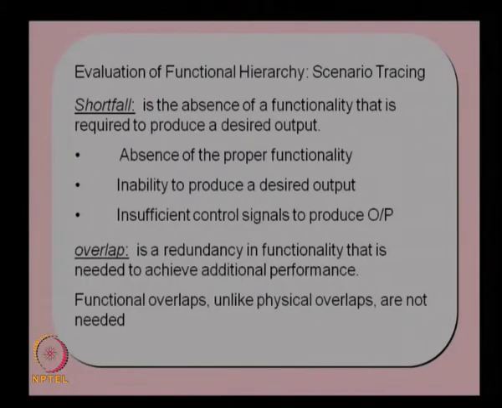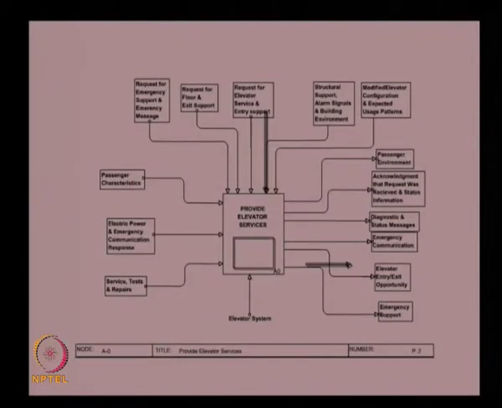Let us see how we do this using IDEF0 diagram. So as I mentioned earlier, from the context diagram we can actually take any one of these inputs and see what is the output coming from there, and we can find out what is happening to this input as the input goes through different functions. So this is known as the scenario tracing. So in this case we take the request for elevator service and entry support as an input and see the output as elevator entry exit opportunity.